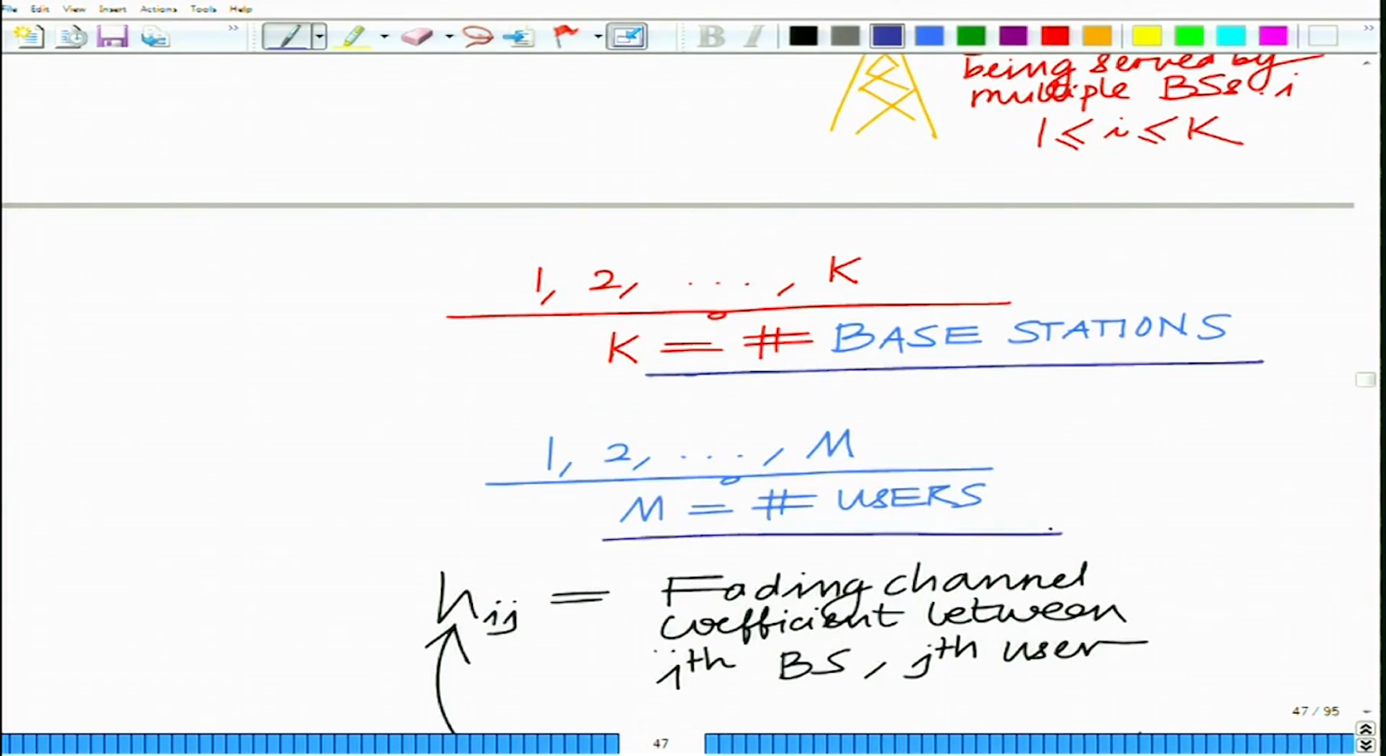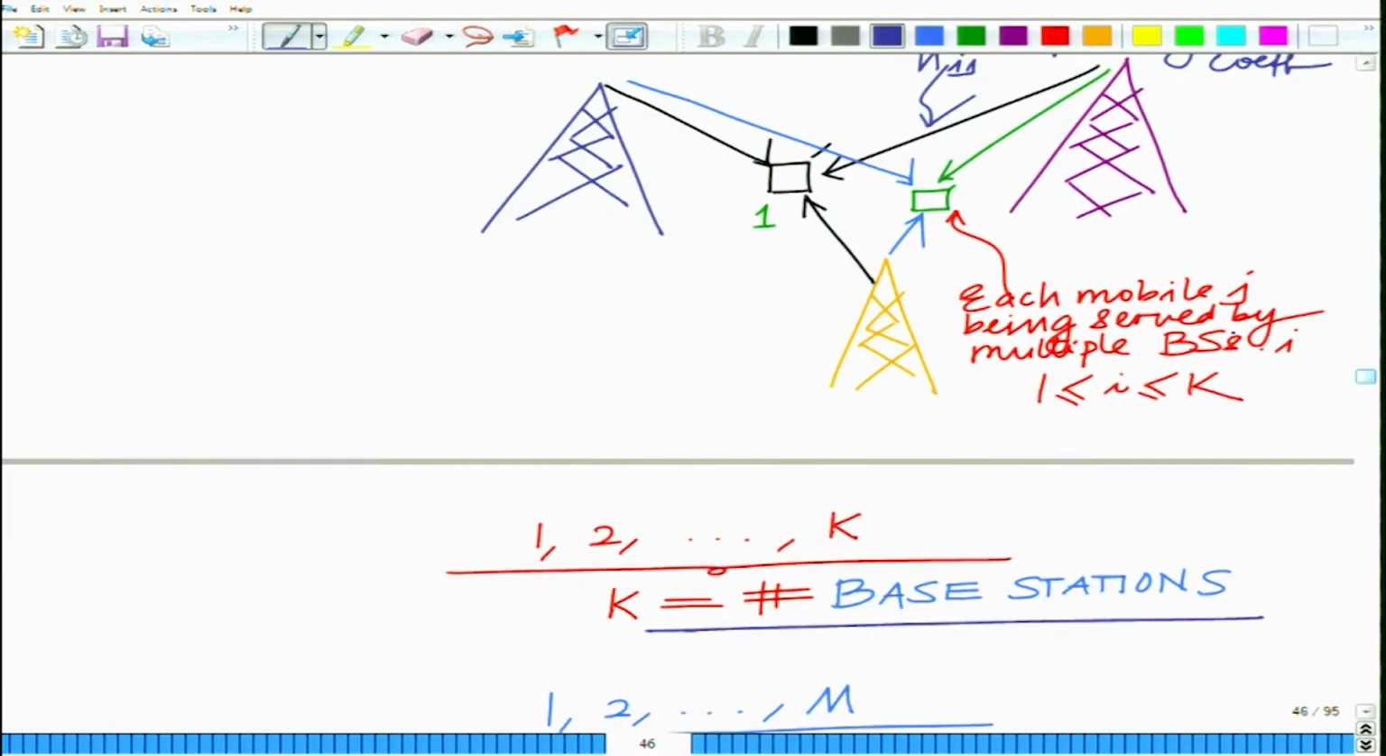These users are typically located in a region where they can receive the signals from multiple base stations, at the intersection of these various cells. So you have 3 cells, and in the intersection you have some of these users, and these can be served by multiple base stations, not just a single base station. So the base stations can cooperate with each other to enhance the signal to noise power ratio at each user.